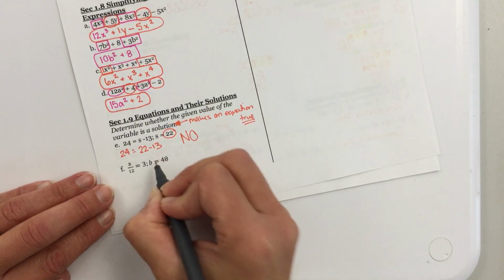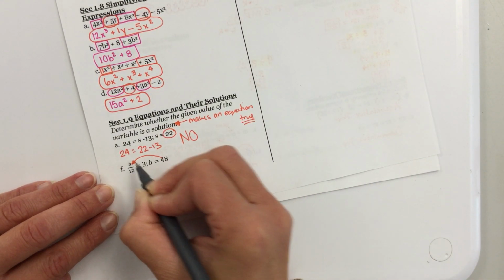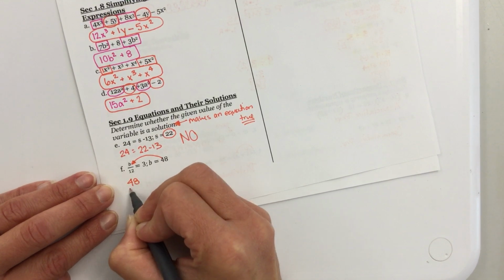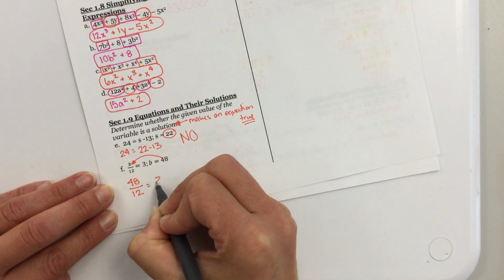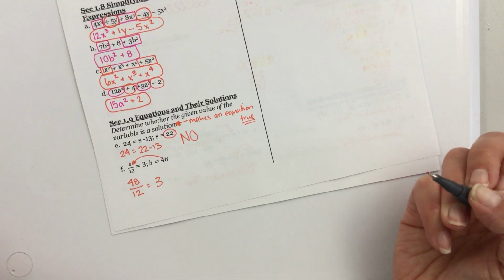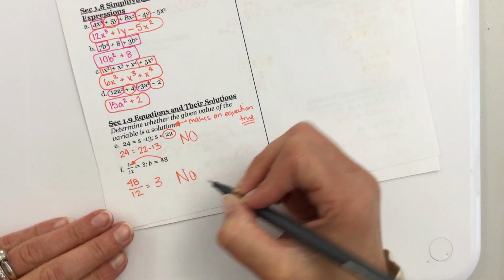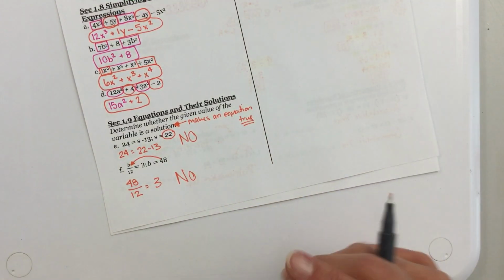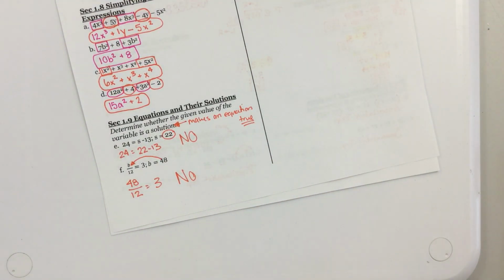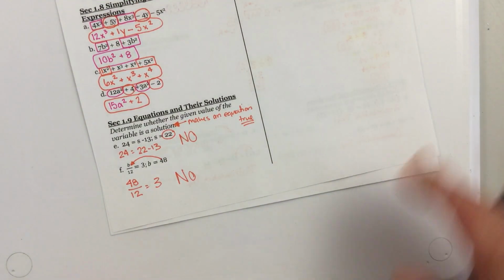Okay, let's put 48 in for b. Does 48 divided by 12 give you 3? No. So that is what you do for those. Basically you put them in, do the order of operations, and see if it's true or not. Sometimes they'll come out yes. We just had 2 no's.